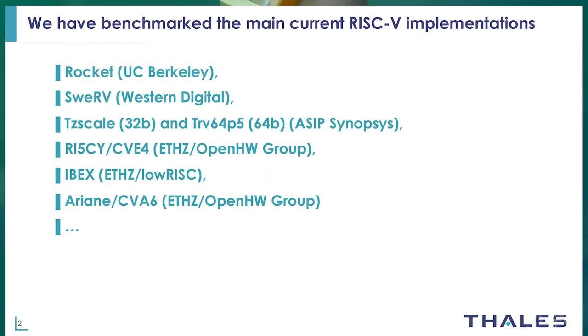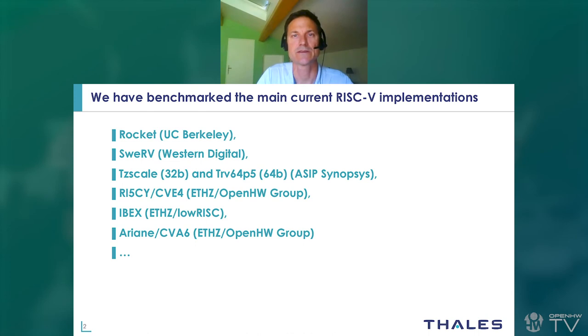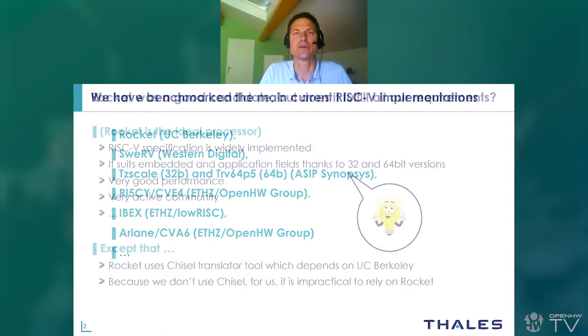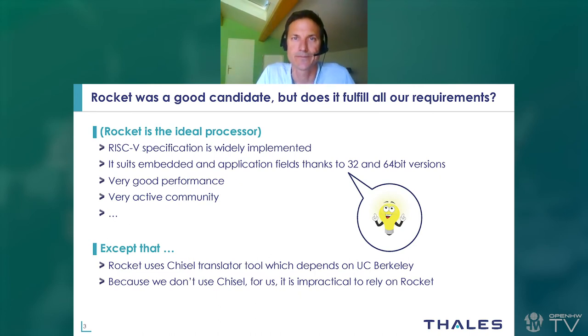That's why we have benchmarked the current implementations of RISC-V. We know Rocket from Berkeley, the Western Digital cores, Synopsys cores also, RISC-V, which is very familiar for the Open Hardware Group, Ibex, and also Ariane. Rocket was a very good candidate. Did Rocket fulfill all the requirements?